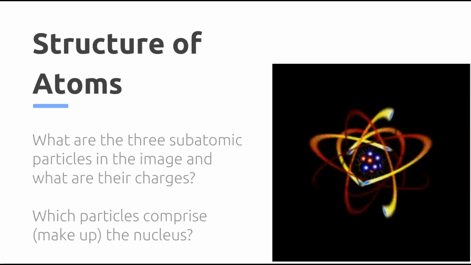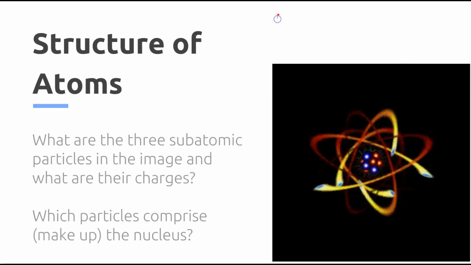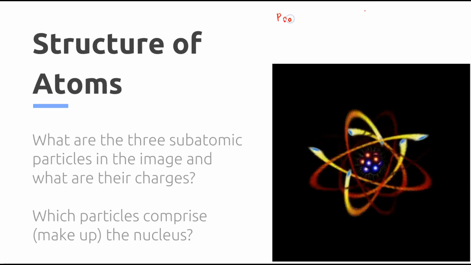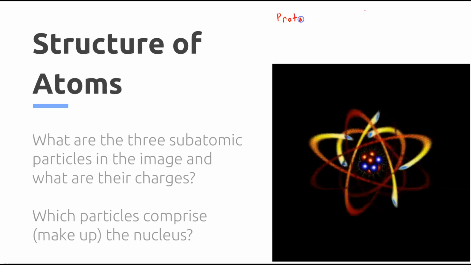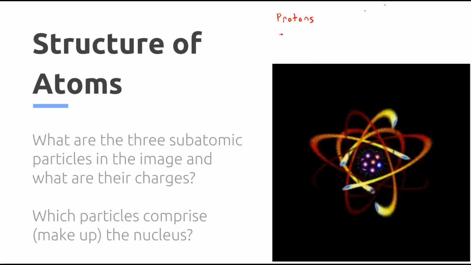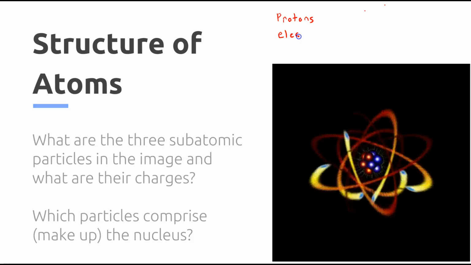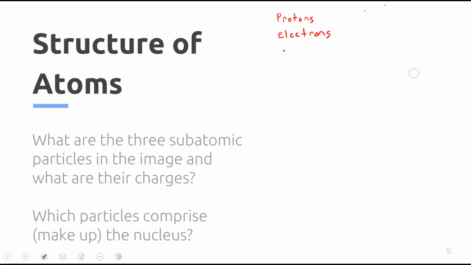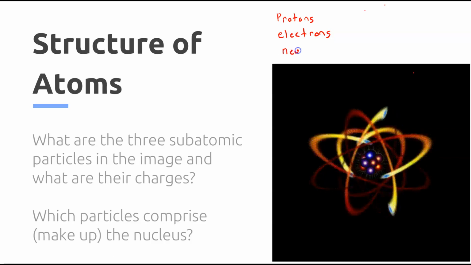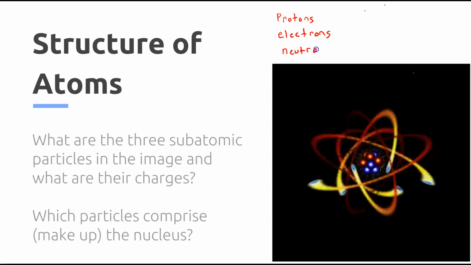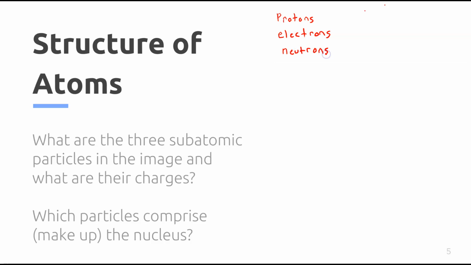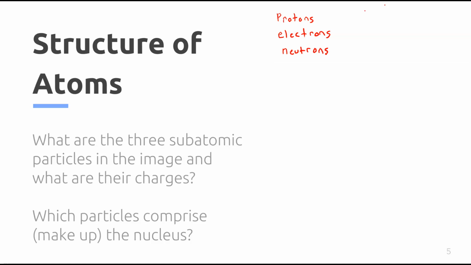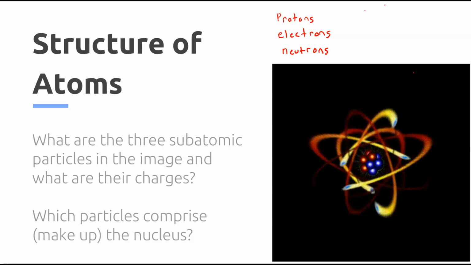So you've probably heard of these particles before. We have protons, electrons, and neutrons. So there are more than three subatomic particles in an atom, but those are the three that you need to learn: protons, electrons, and neutrons.